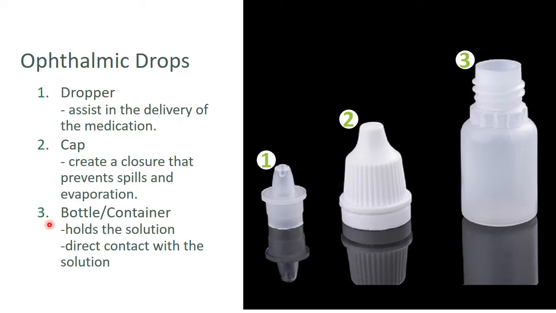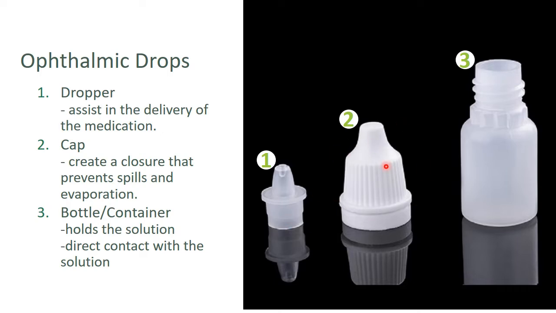An ophthalmic drop is composed of three parts. First is the dropper, which assists in the delivery of the medication. It is where the medication or the solution comes out. It allows you to dispense the medication in a controlled manner.